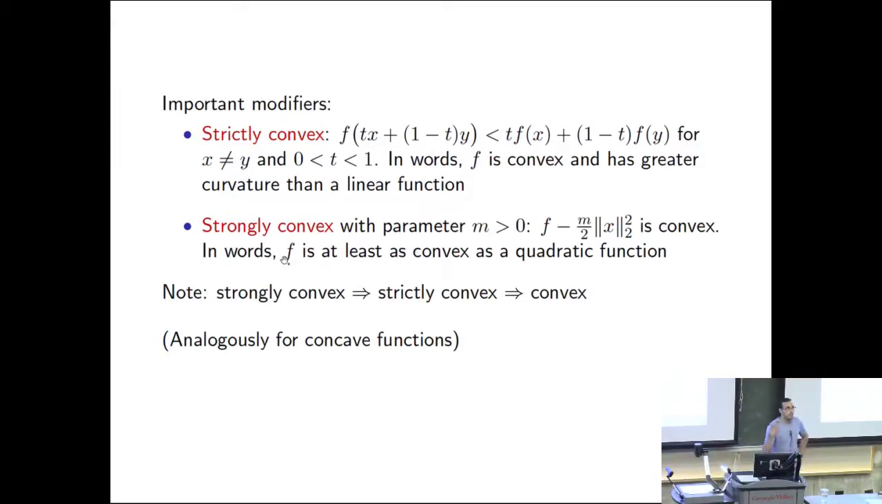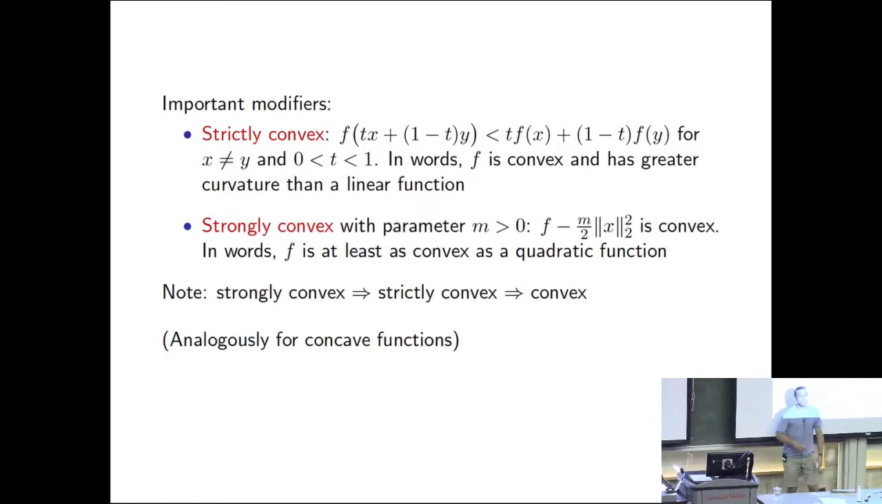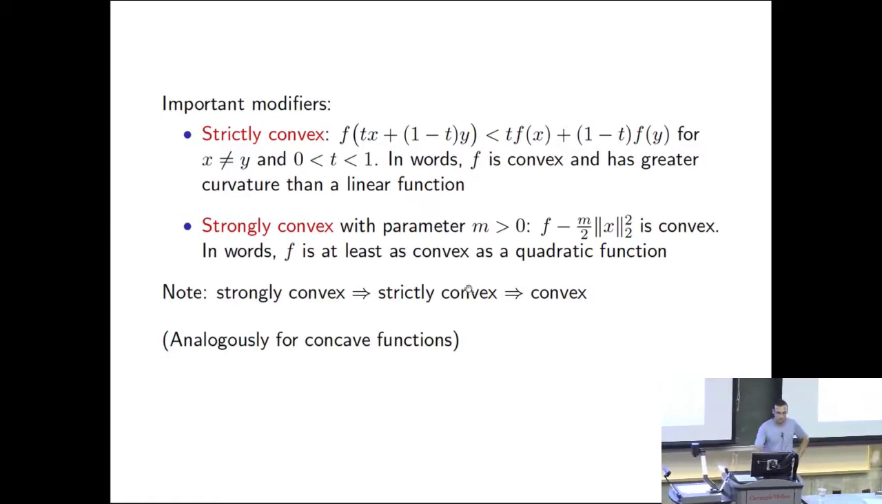The way I try to remember it is that it's at least as convex as a quadratic function. There are functions that are more curved than linear functions, but less curved than quadratic functions, right? Those functions would be strictly convex, but they wouldn't be strongly convex. If the function is at least as curvy as a quadratic function, then it's strongly convex. It's a way to remember it. So strongly convex is the strongest condition. It implies strict convexity. That implies convexity.